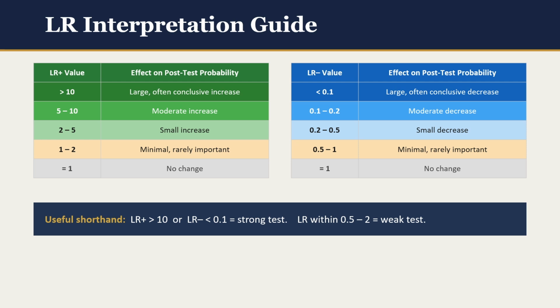If both LRs are within the range of 0.5 to 2, the test is weak regardless of direction. Going back to our ultrasound example, LR plus of 7.5, moderate to strong positive, LR minus of 0.28, small decrease. This tells you that ultrasound is more useful when it's positive than when it's negative. A useful clinical insight that the sensitivity and specificity numbers alone don't communicate as cleanly.